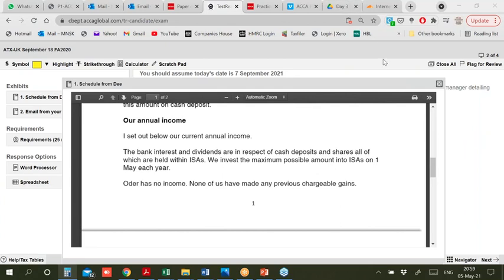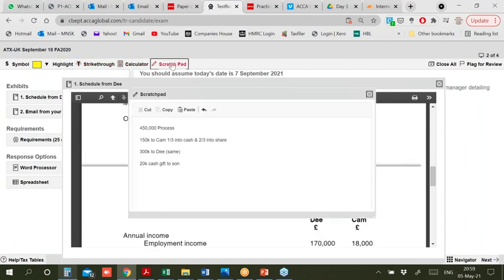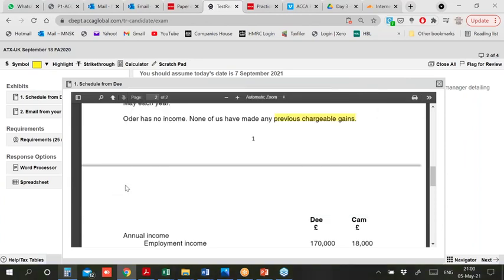Now, getting back to the question, holder has no income. None of us have made any previous chargeable gains. So that is a very important point. It means that if there is any CGT question or CGT calculation, I can deduct all of the annual exemptions because they have not made any previous chargeable gains. So full annual exemption available. I'll quickly go to my scratch pad and write that full AE, which stands for annual exemption of CGT, available. Okay, coming back.